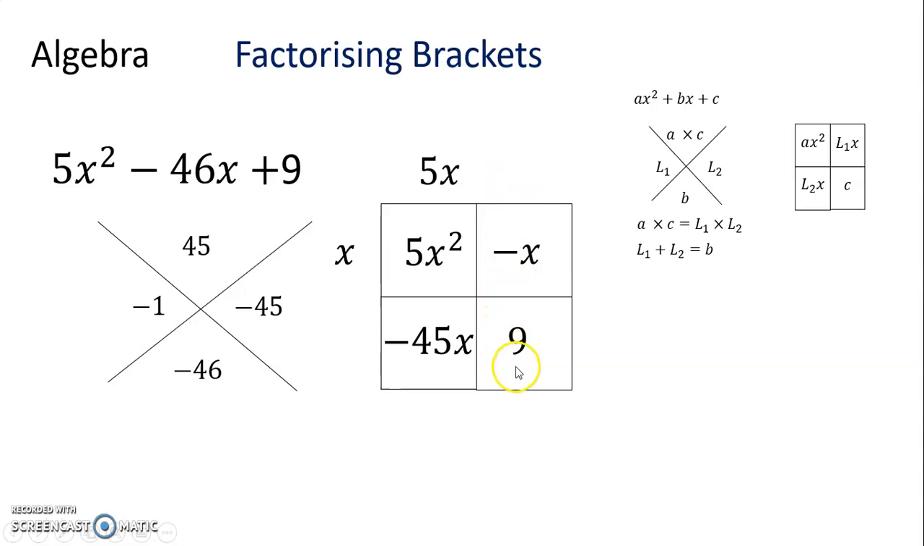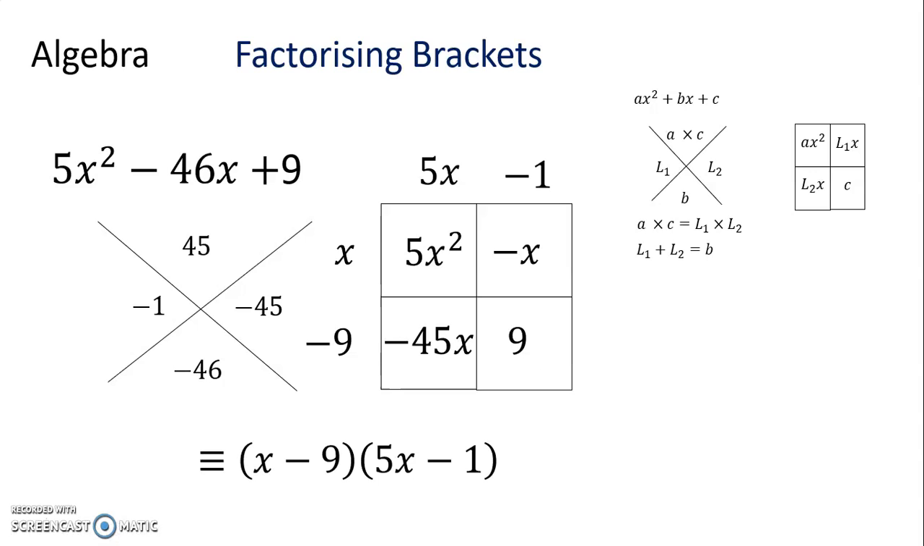Okay, now for the next bit, I'm going to have to multiply these two numbers together to make positive 9. But I'm going to have to multiply this x by this number to make negative x. So it makes sense that this and this are both going to have to be negative so that when I multiply them, I can get a positive 9. So the highest common factor of negative x and 9, well, that is going to be 1, and it's got to be negative 1. And here, highest common factor of these two, well, that is going to be negative 9. So my two brackets are x subtract 9 and 5x subtract 1.